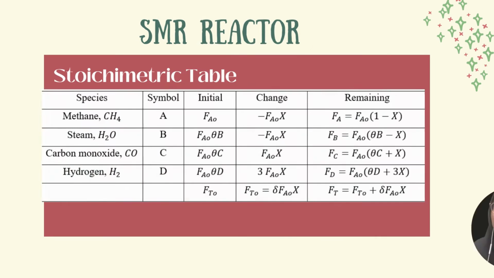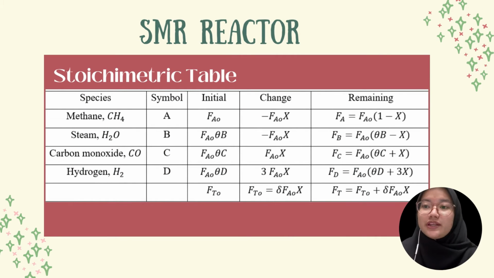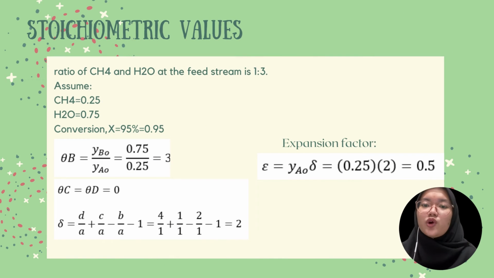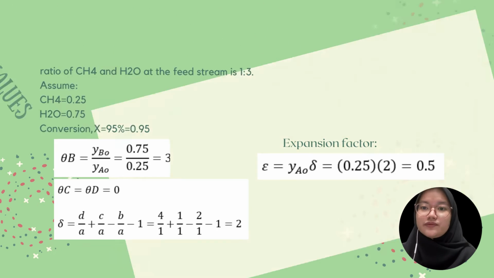Here is the stoichiometric model for the SMR reactor, which will help us to determine the values that will be used in our calculation later. Based on reference, we know that the ratio of CH4 and H2O in the feed stream is 1:3. Hence, we assume the fraction of CH4 as 0.25 and H2O as 0.75. And the conversion for the reaction is assumed as 95%. Then, the change in the reactants is determined, as well as the delta. In this calculation, the expansion factor is considered since it is a gas-phase reaction.